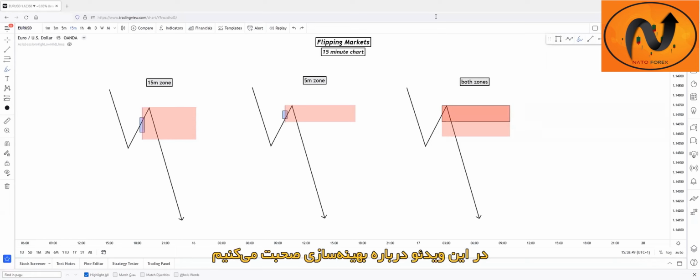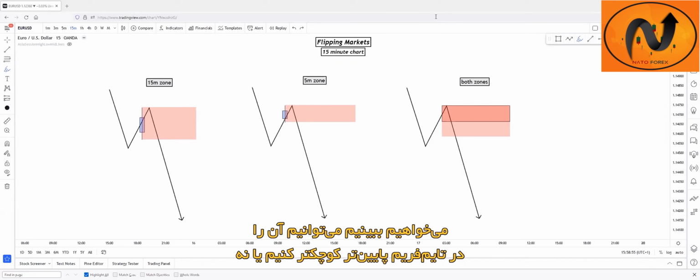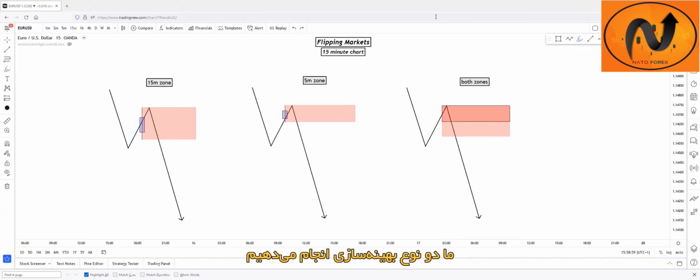Welcome. In this video, we will talk about the refinement. What do we call a refinement? When we have a higher time frame supply or demand zone, we want to check if we can make that zone smaller in the lower time frames. We will use two types of refinements, the 4-hour to the 50-minute and the 15-minute to the 5-minute.